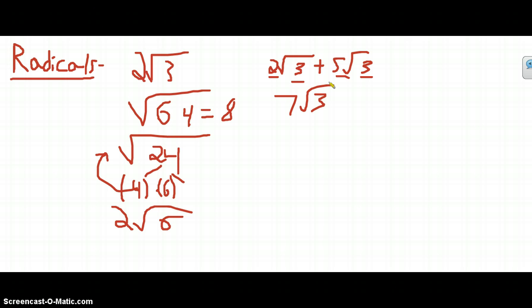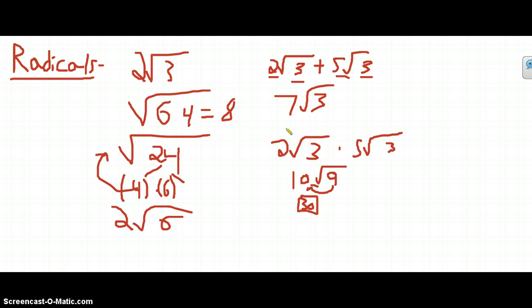But multiplication and division is rather different. If I had 2 radical 3 times 5 radical 3, what I have to do is take what's on the outside and multiply it, and what's on the inside and multiply it. So it'd be 2 times 5, which is 10, radical 9. But here 9 I know is a perfect square, so it'd be 3. Putting 3 over there, it'd be 30. And that will be my answer.